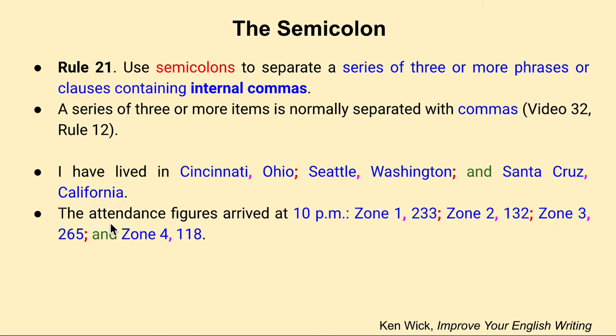So just another example, the attendance figures arrived at 10 p.m.: Zone 1, 233; Zone 2, 132; Zone 3, 265; and Zone 4, 118. So here we have zones with attendance figures. Imagine if you had commas where the 3 semicolons were. It'd be very confusing what was going on here, but you can easily tell the items apart with the semicolon. So that's how you do that. Once again, if you have a series of items with internal commas, you use semicolons to separate the items.